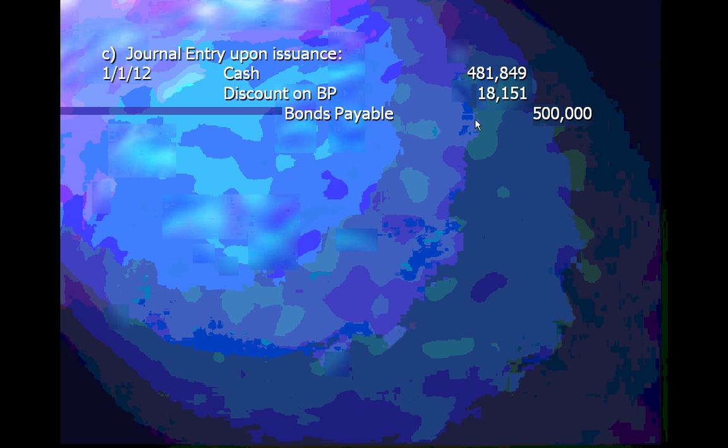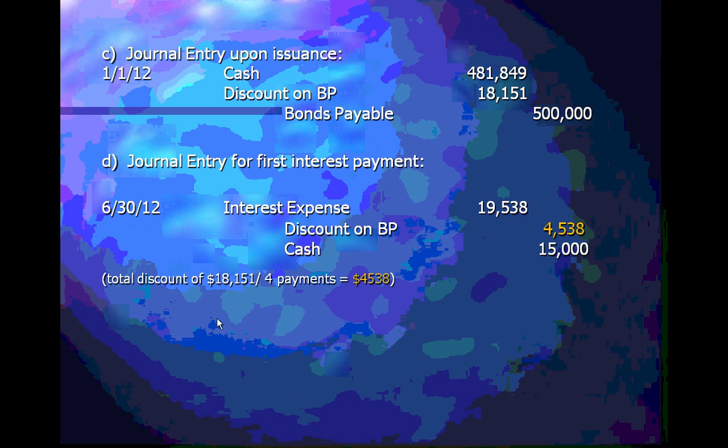Now this is an owner's equity account. What's new starting this point forward is we're going to amortize that over the life of the bond. It's only 4 years. I'm sorry, it's only 2 years. So that is 4 payments. So we're going to take that 18,151 and divide it by 4. You'll come up with a number 4538. And here's the new piece.